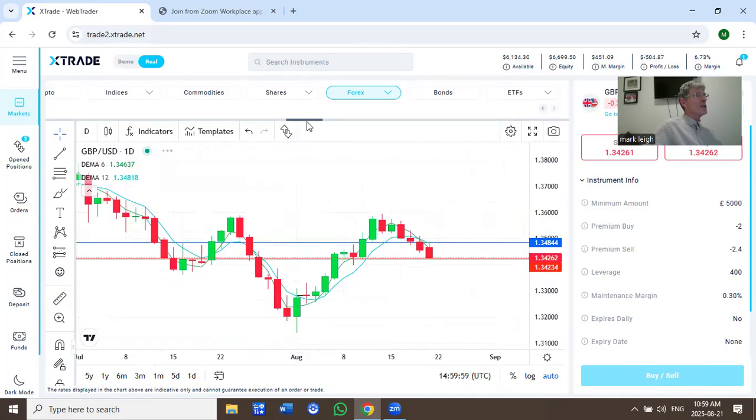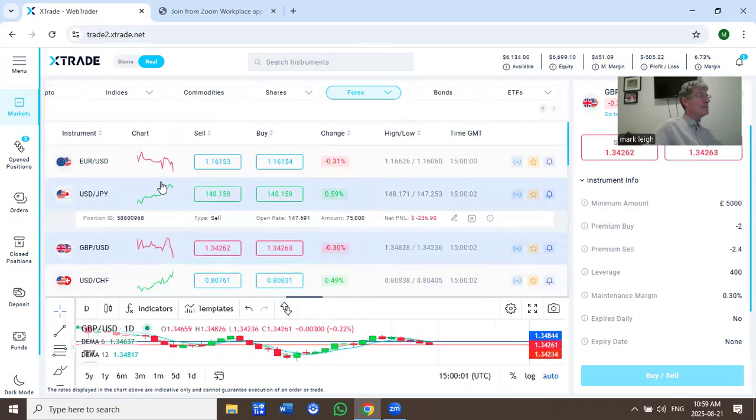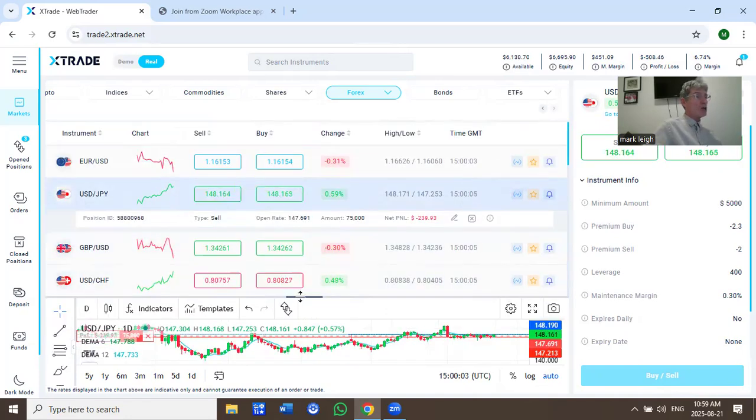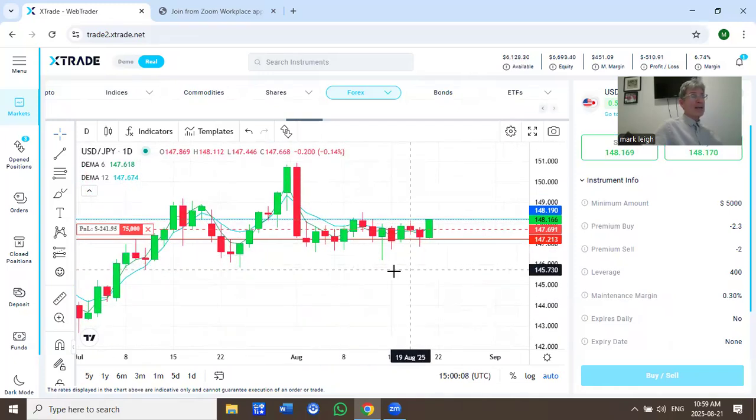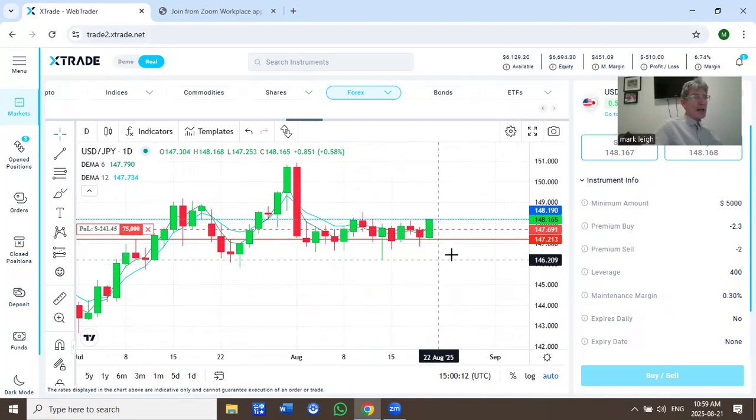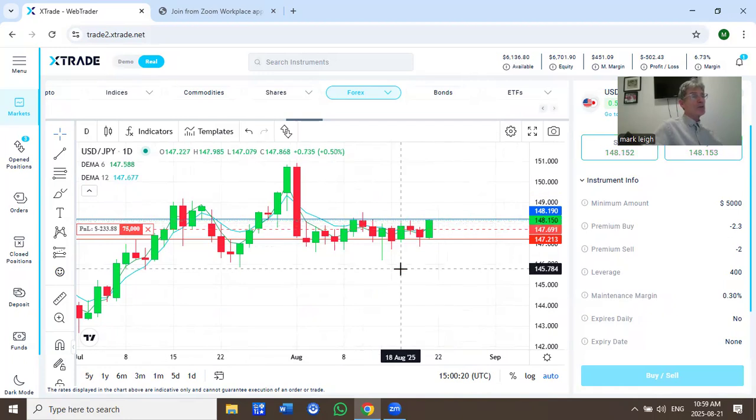Let's have a look at the US yen pair. Again, US dollar strength is what we've seen, and very strong here, giving up no gains. The US yen not able to fight back. I've got support at 147.21, resistance 148.19, almost 100 pips to the good.